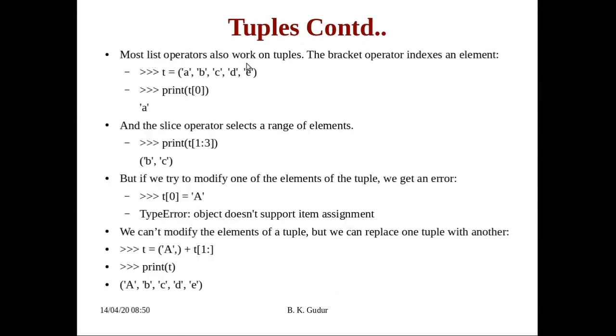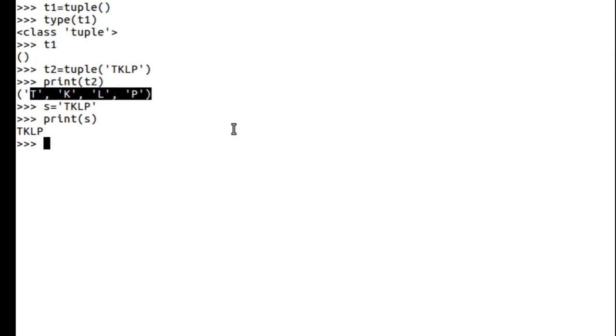Most list operators also work on tuples. The bracket operator indexes an element. Say T is A, B, C, D, E. If I want to print the first element, I print T of 0. This is an index operator, meaning the bracket operator indexes an element. If I create a tuple T is equal to A, B, C, D, E and want to print the first element, I can use the bracket operator T of 0. If I want to print the third element, T of 2.